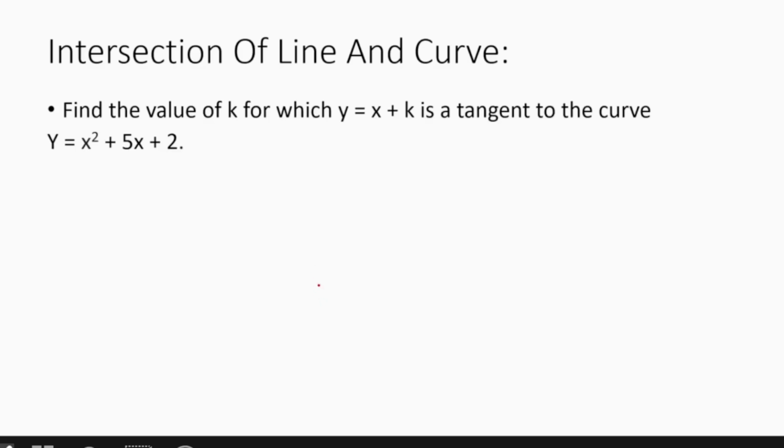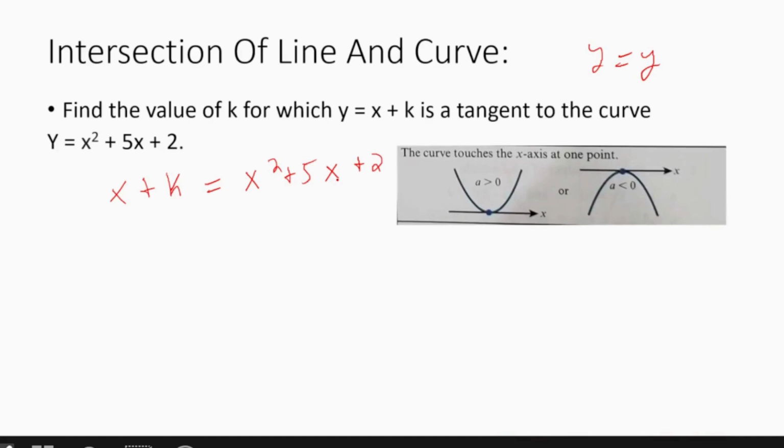So we are going to do that again. y is equal to y. So we can keep both of these equal to one another like this. x plus k is equal to x squared plus 5x plus 2. Remember that it says tangent to the curve. So I'm going to show you the picture of what it means.